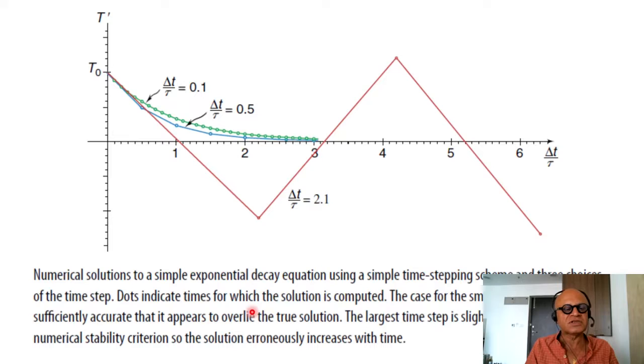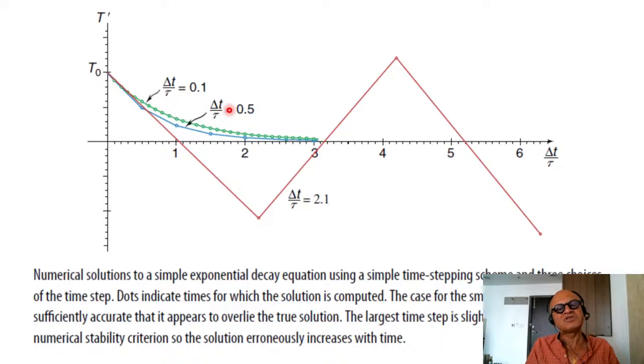The case for the smallest time step is sufficiently accurate that it appears to overlie the true solution. The largest time step is slightly larger than the numerical stability criterion, so the solution erroneously increases with time. So you are starting with time t0 value known, the initial condition, and delta t over tau, where tau is the decay time, is 0.1, so the time step is fine. Then you can see that the numerical integration essentially follows the analytic solution. In this simple case, the analytic solution is known.